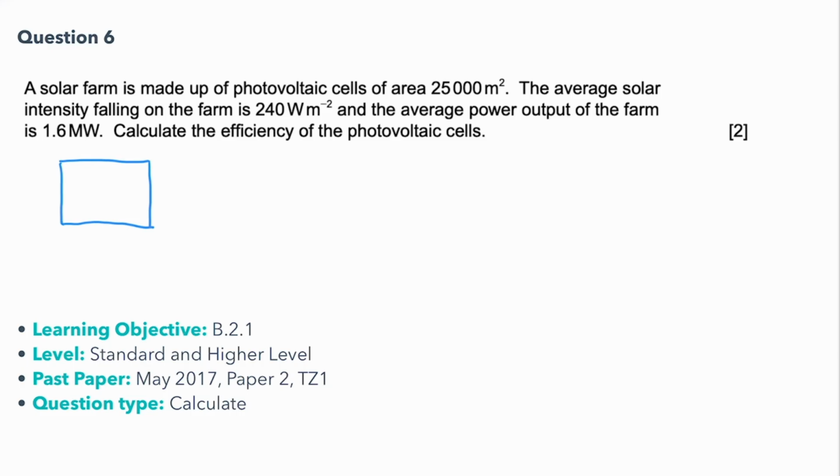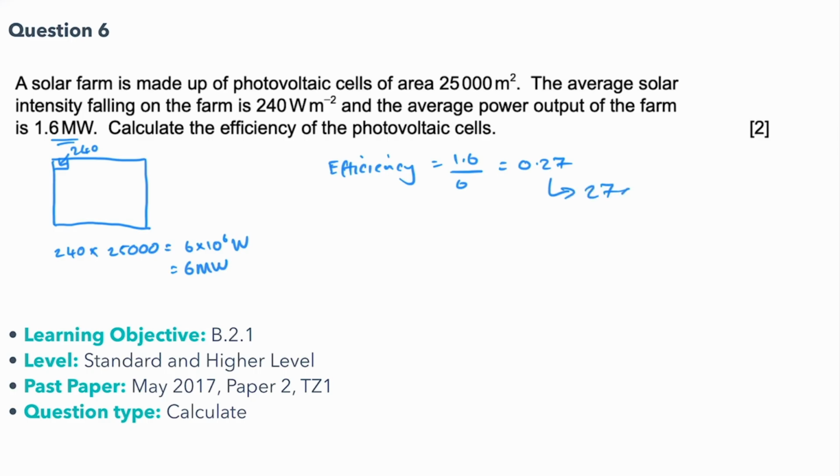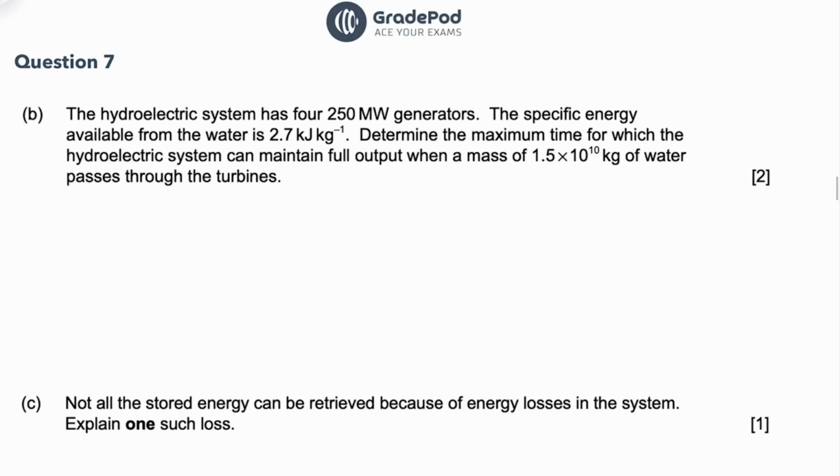We've got 25,000 metres squared on this farm, and each metre squared is 240. So the total energy in to this farm is 240 times 25,000. The total amount of energy in, therefore, is 6 times 10 to the 6 watts, which is 6 megawatts. And we can see that the total energy out, or total power out, is 1.6. So the efficiency equals 1.6 divided by 6, which gives us a value of 0.27, and that translates, of course, to 27% efficient. That's actually quite efficient.